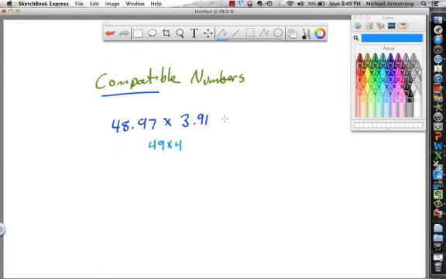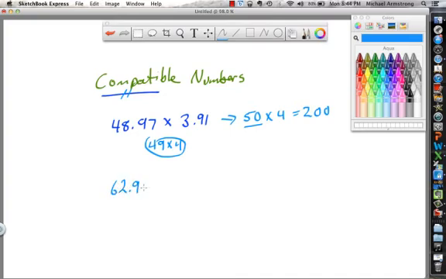But we want to use compatible numbers. Numbers that work together would be things that we can easily do in our head, like 50 times 4 is 200. So 3.91, we just rounded up to 4. But 48.97, instead of rounding up to 49, we rounded it all the way up to 50 because it works nicely. And that's called a compatible number. It works really well. And for division, it's even more important to use compatible numbers.